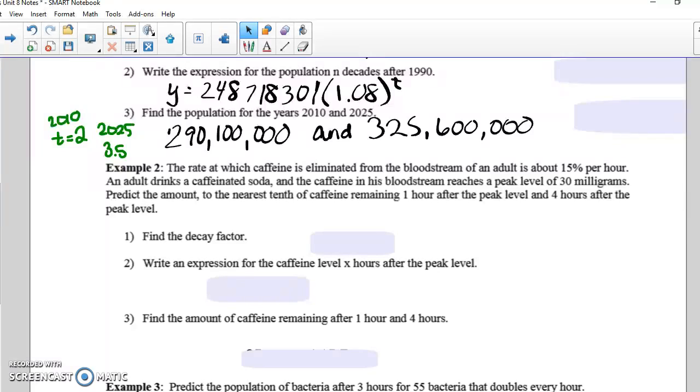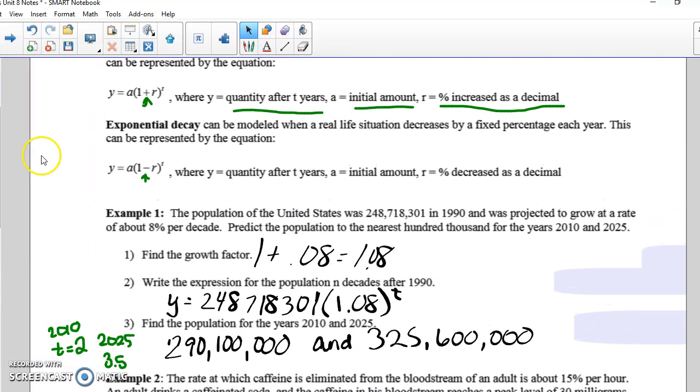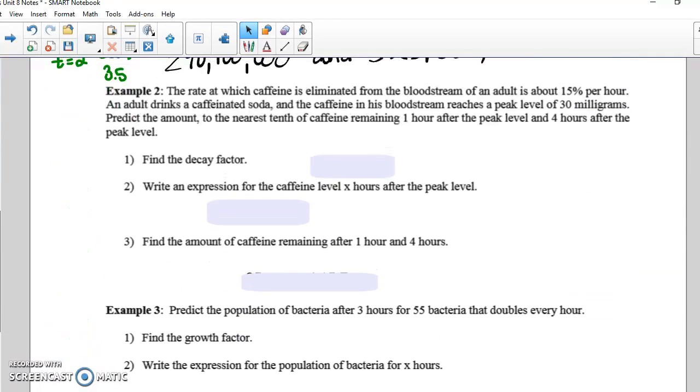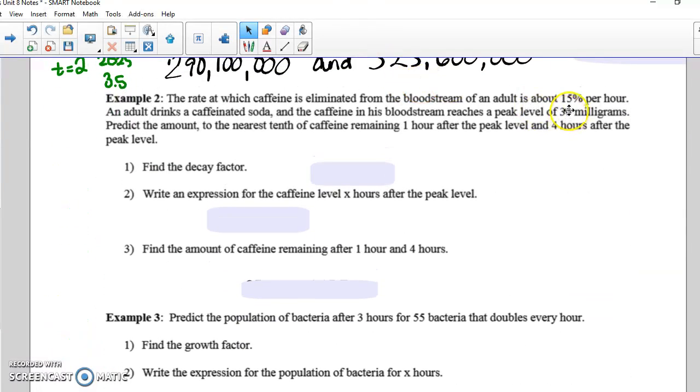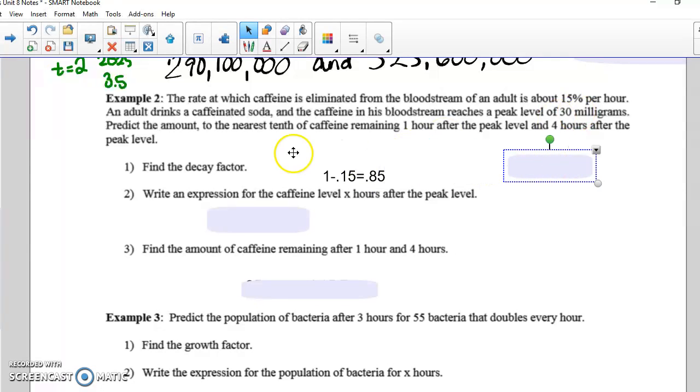Since it's decay, if we look back up here, instead of having 1 plus r, we have 1 minus r. Our r is that percentage decrease, which is 15%. So we take 1 minus 0.15 and we get 0.85.